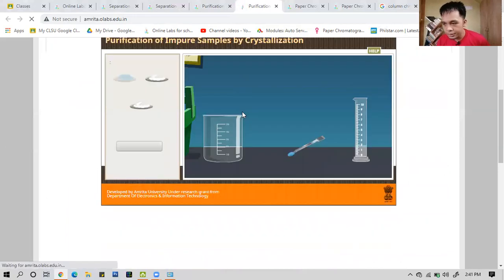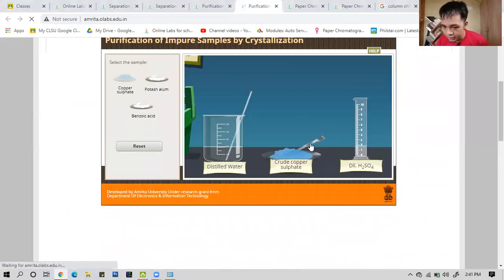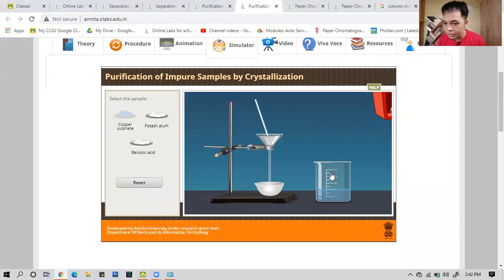ang mangyayari dito is, syempre, we have this copper sulfate. I-dissolve nyo siya, impure copper sulfate, i-dissolve nyo siya sa water natin. So, ayan. And then, lalagyan nyo ng H2SO4 para mag-interact yung mga species natin or yung mga other interfering ions since na-dissolve na siya sa ating copper sulfate na ganyan.